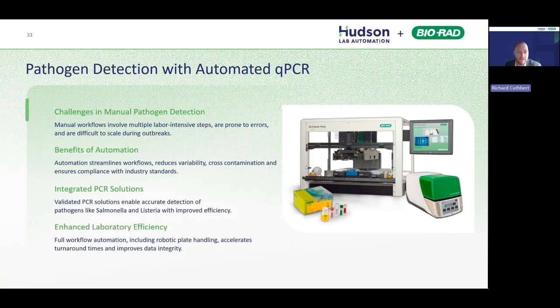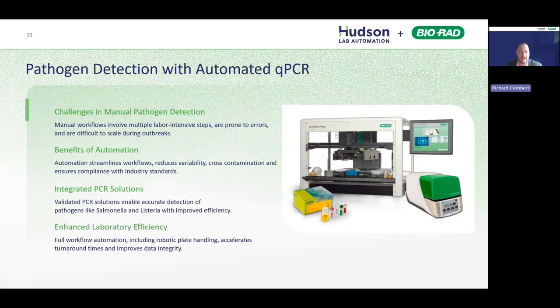Now, traditional manual workflows for pathogen detection involve multiple steps, including sample enrichment, DNA extraction, PCR plate setup, and real-time amplification. These steps are labor intensive, they're prone to human error, and they're difficult to scale during periods of high demand, such as an outbreak investigation. Automation addresses these challenges by streamlining the entire workflow, reducing variability, and ensuring compliance with regulatory standards.